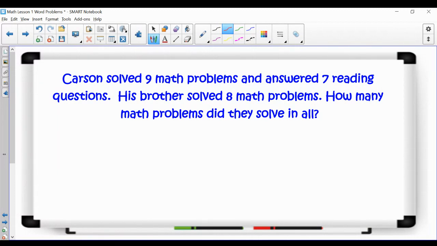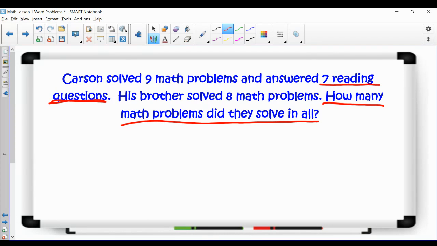Carson solved 9 math problems and answered 7 reading questions. His brother solved 8 math problems. How many math problems did they solve in all? Can you identify the extra information in here? That's right, reading problems. We don't need to know about reading problems because they're asking about math problems. How many math problems did they solve in all? Don't fall for sneaky teachers and their tricks.